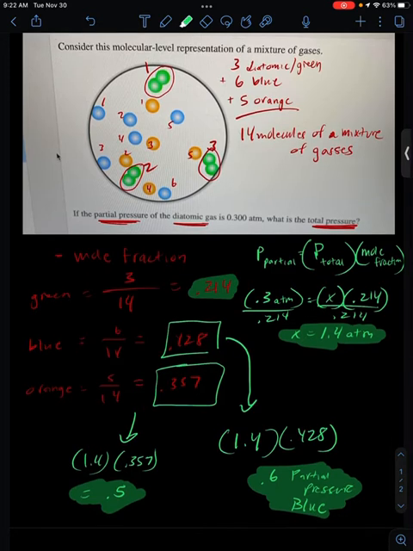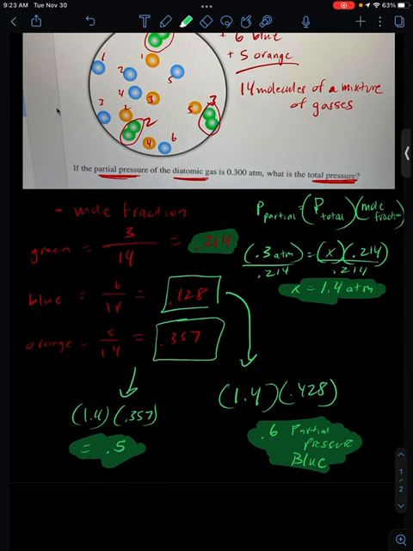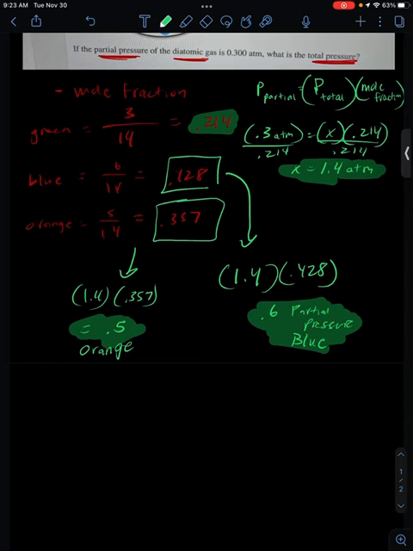Okay, now, excuse me. So now we have three different pressures right here. So this is for the orange, blue, and then we have 0.3 atmospheres for the green. Okay, so we have these three right here. Now, Dalton's law of partial pressure says that the total is equal to the sum of all partial pressures.